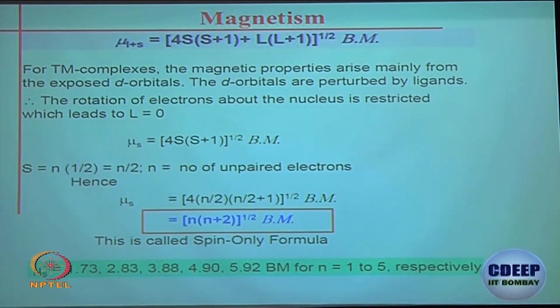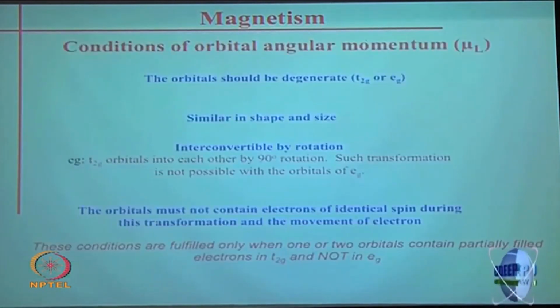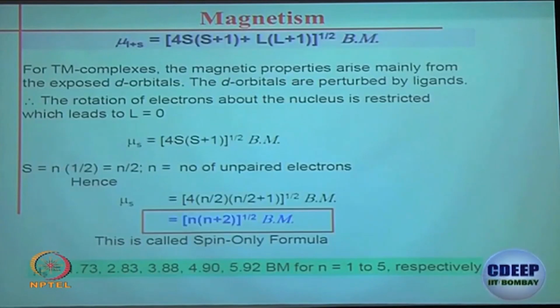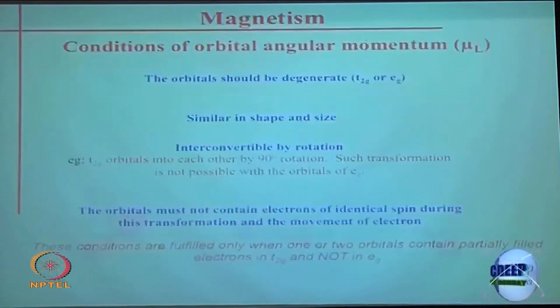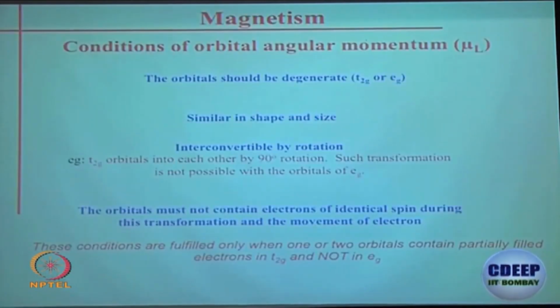Now, this is the spin only formula. We need to see whether the spin only formula is always valid, what we get experimentally, when it deviates, and how it deviates. That is what we are going to discuss. These are for the purist. Now we'll discuss when we are going to get something called orbital contribution.